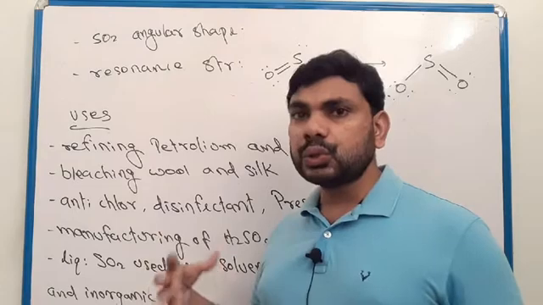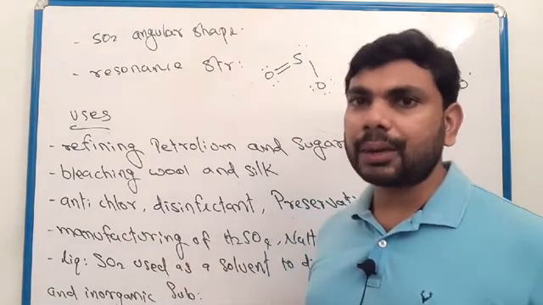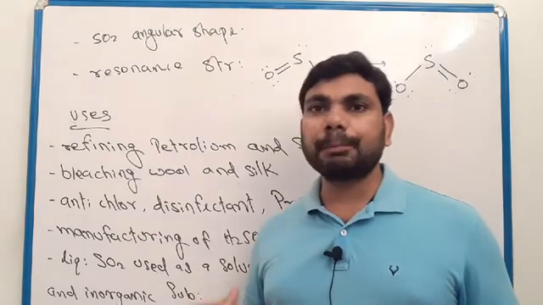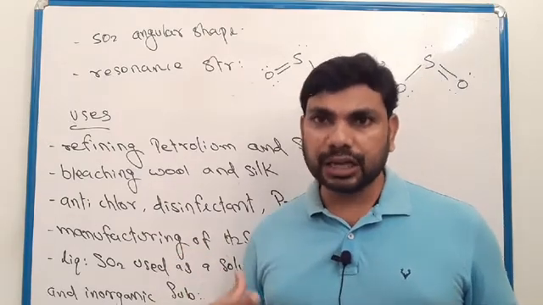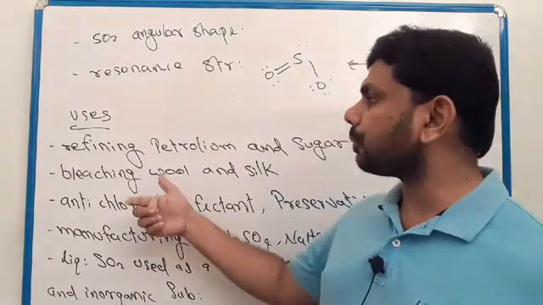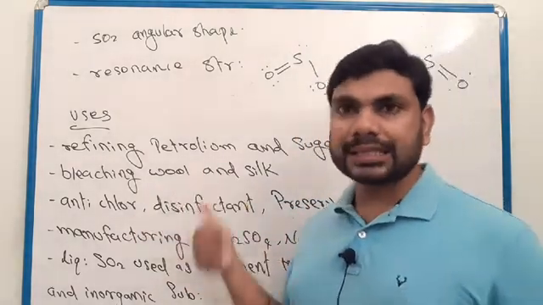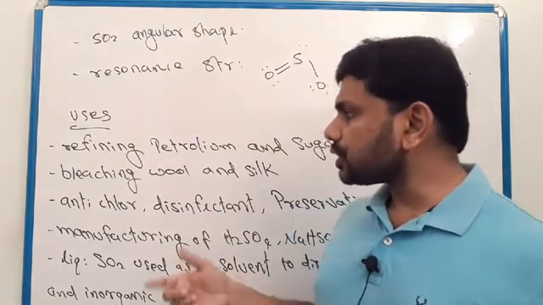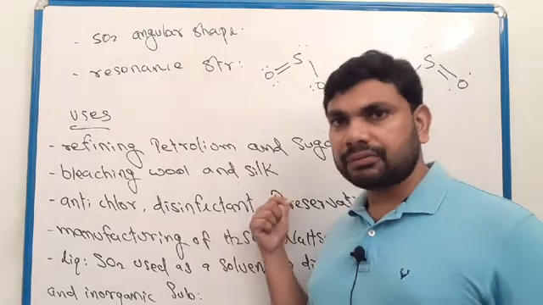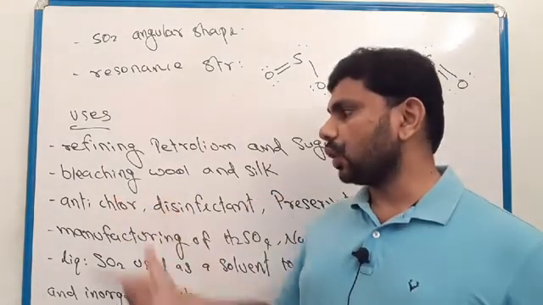Sulfur dioxide is used in refining of petroleum and sugar, as a bleaching agent in the paper industry, and for bleaching of wool and silk. It is also used as a disinfectant, food preservative and anti-chlor.